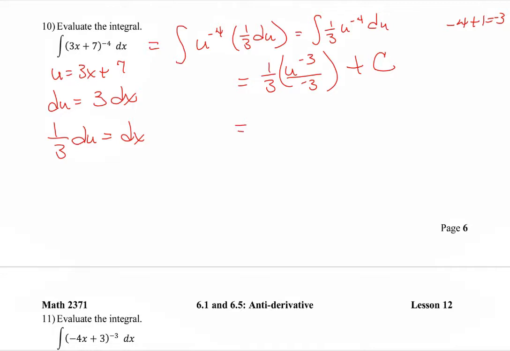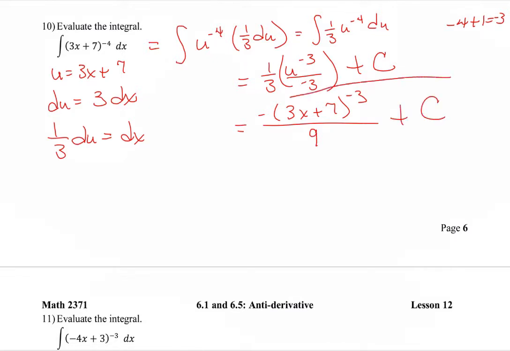So now we substitute back, so that's 3x plus 7 to the negative 3. I'm going to put our negative sign up at the top, and 3 times 3 is 9, plus c, and that's our final answer.